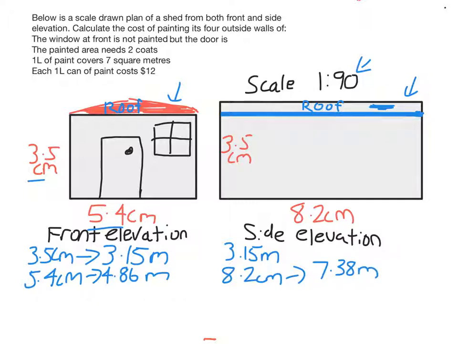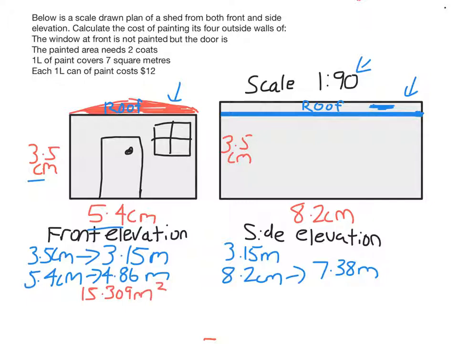So the area of this front elevation, the area of the front wall, is 3.15 meters by 4.86 meters. It's just the area of a rectangle. So that's 15.309, and that's obviously meters squared.